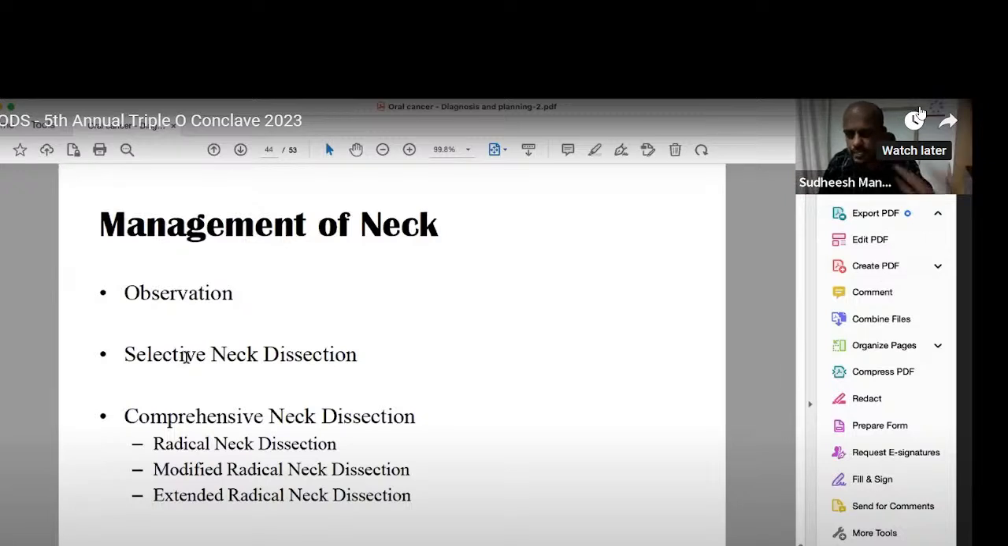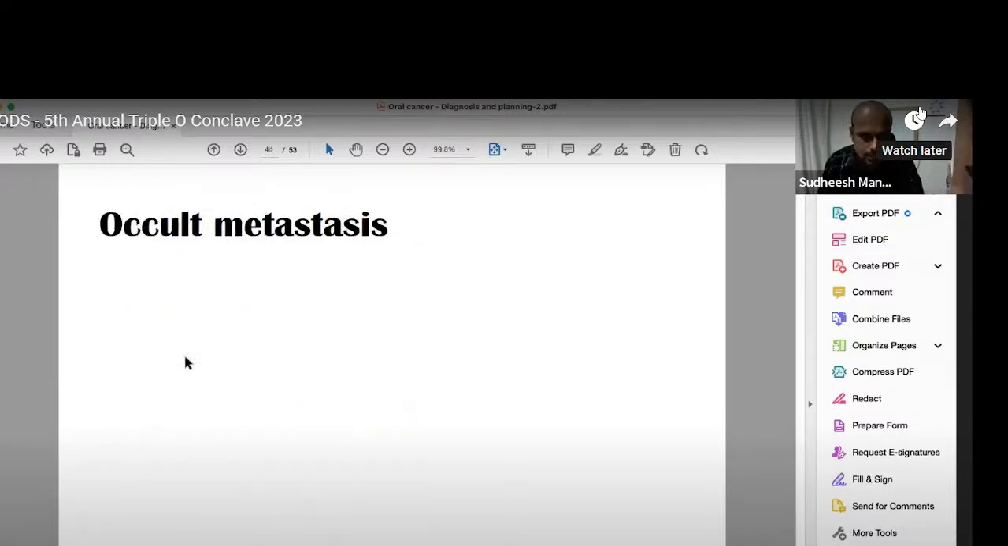I'm not going into the details of these different techniques because neck dissection itself is a one-day CME. So I'm not going into details of different types of neck dissection in today's session. You should understand the concepts of occult metastasis.